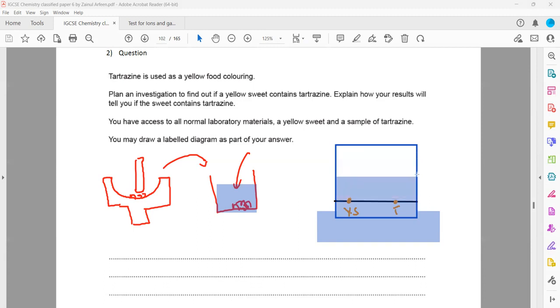Then allow the solvent to rise on the chromatogram, and then compare the spots, the distance moved by the spots. If the spot for the yellow sweet and the spot for the tartrazine rise to the same height, it means that the yellow sweet contains tartrazine. Or you can also measure the RF value for the yellow sweet and the RF value for tartrazine and compare them. If they have the same RF value, that also means it is correct.